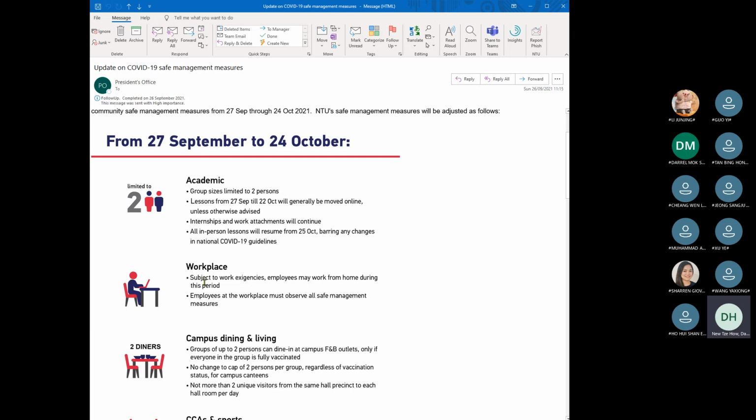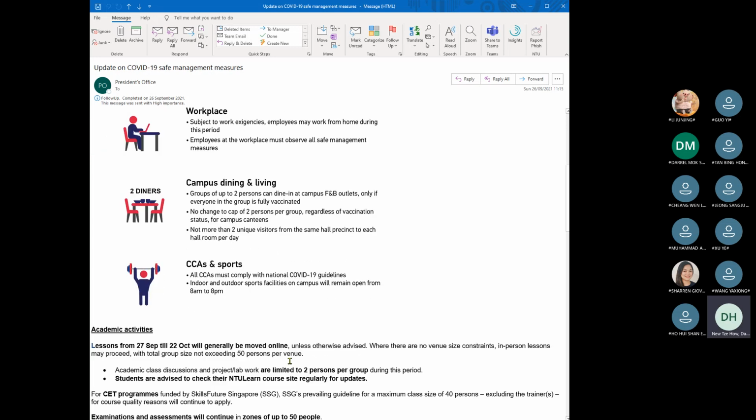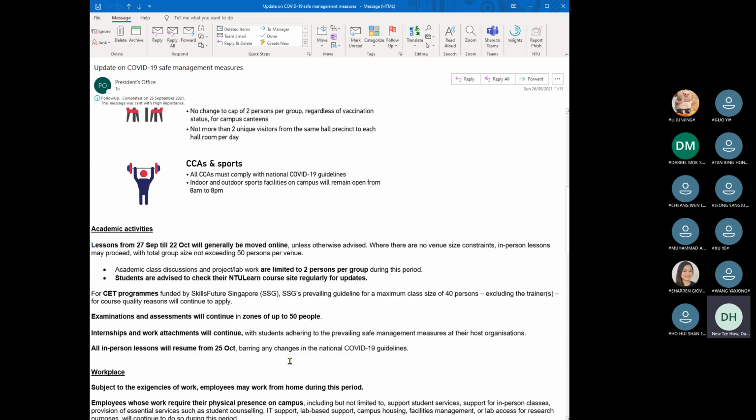Don't worry about workplace or dining. I don't think you guys will be doing that. But let's scroll down. Yeah, I think this is something that we have to take note of. Examinations and assessments will continue in zones of up to 50 people. So even though lessons will be moved online, it is okay for us to go for in-person examinations and assessments, so long as we have no more than 50 people in a particular zone. So we consider the LT as a zone, okay?